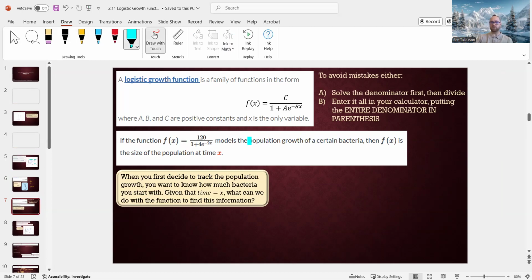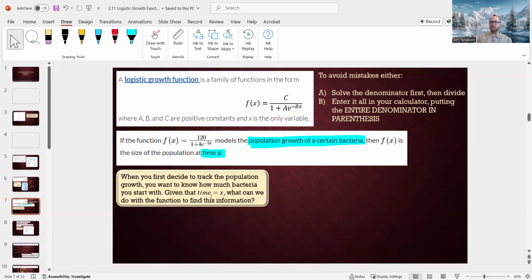So that's what we want to find, the population growth of a certain bacteria. We want to monitor it. We want to track this growth over time, where X represents time. Okay, so where do we start? Well, when you first decide to track the population growth, you want to know how much bacteria you're starting with, right? Because then you can truly track the growth.